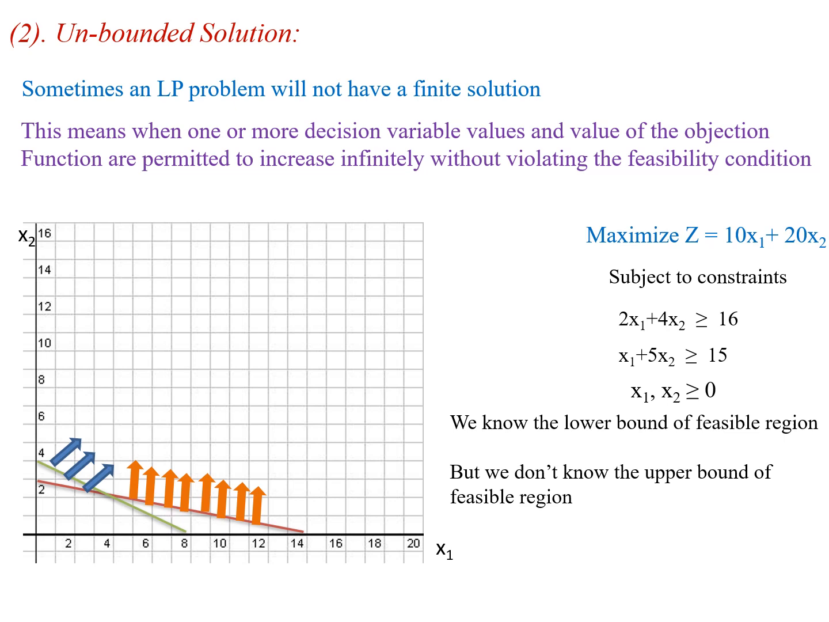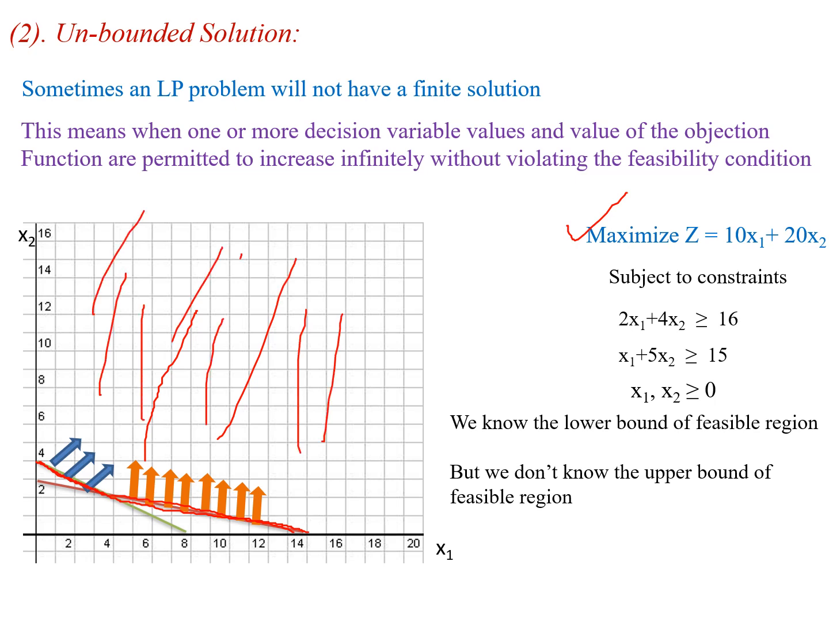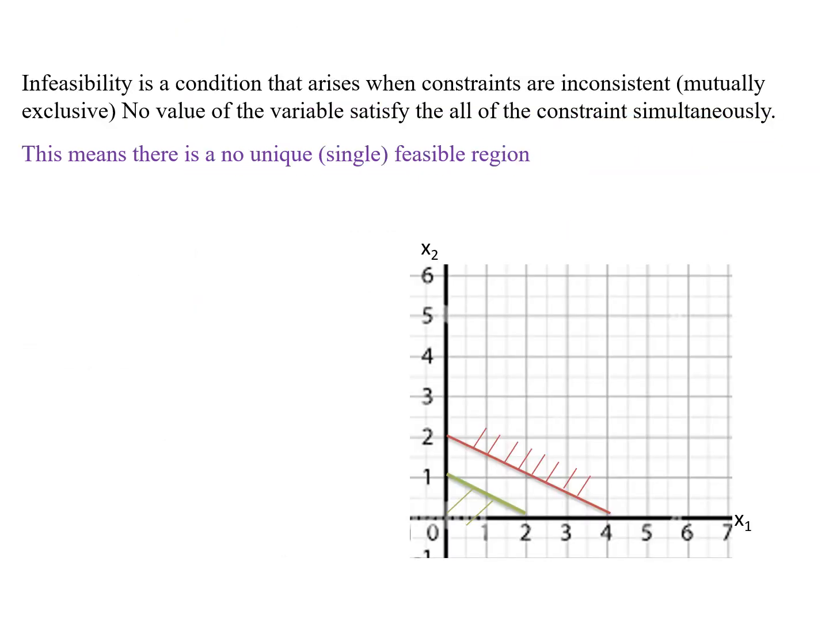So this is the solution of the given problem. Here I have to point out that this is the lower boundary of the feasible region, but we don't have the upper boundary of the feasible region. So it has an infinite region. In this condition we call it the unbounded solution.